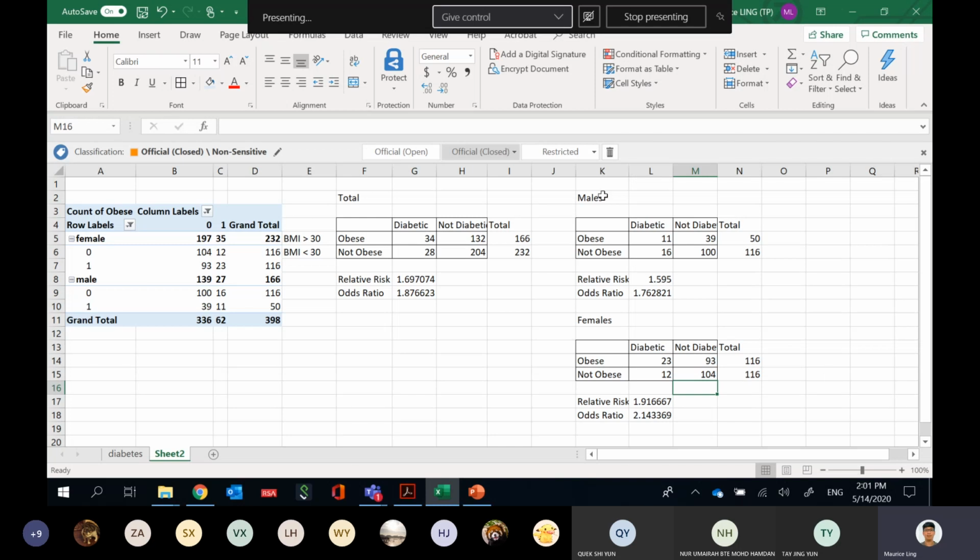Okay, so if you do it correctly, these are the answers for males and females. So I highlight for males. These are answers for females.